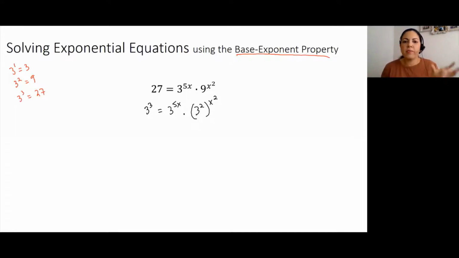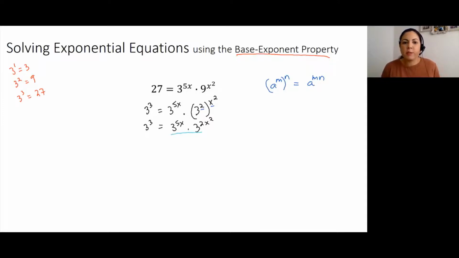And now we want to kind of combine this right-hand side. So let me see if I can simplify this a little bit more. Here, when I have 3 squared raised to the x squared power, I can multiply those exponents. This is an exponent rule that if we have a power raised to a power, we can simplify it by multiplying those exponents together. So I can multiply this 2 times x squared to just write this as 3 to the 2x squared power.